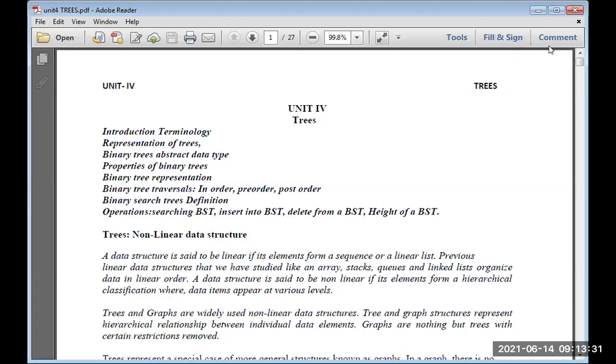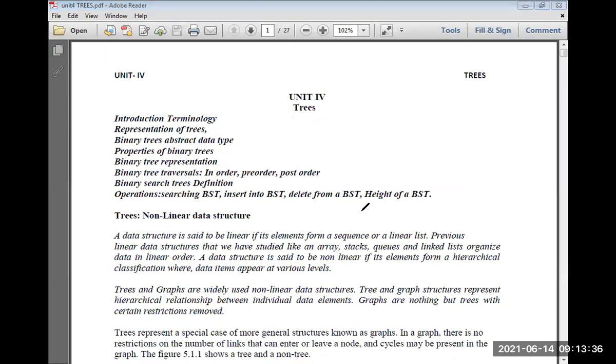Only 19 people have joined. Okay. So I'm constructing the binary tree here. I'm considering one example and I'm going to explain that one.